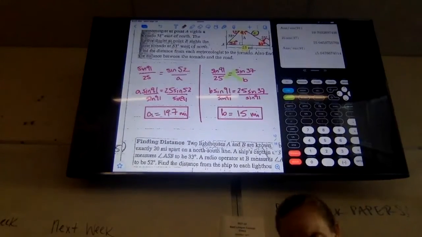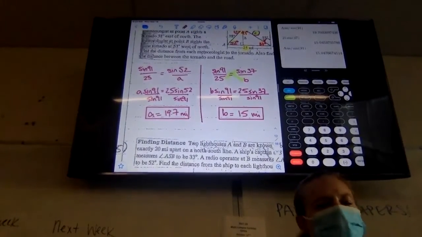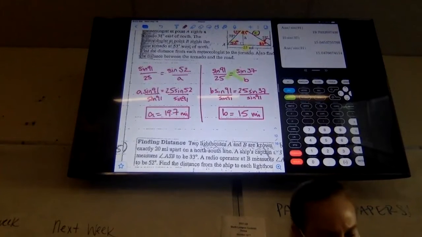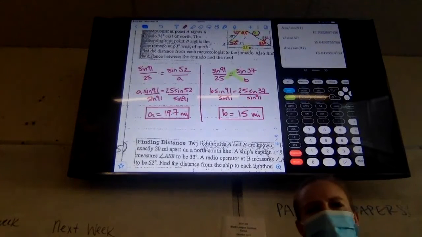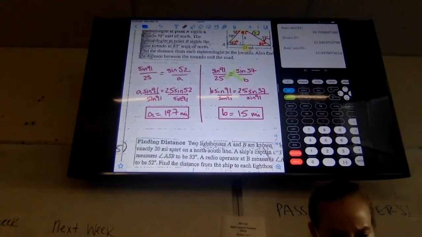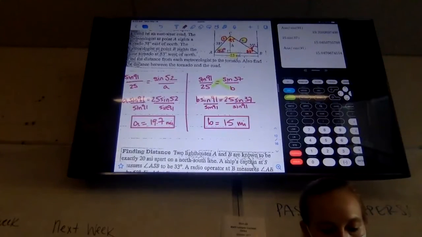Okay, I got 19.7 and about 15. Does that look good to you guys? 19.7 and about 15 for letter B. Anybody have anything different? Okay. All right, so that found A and B.